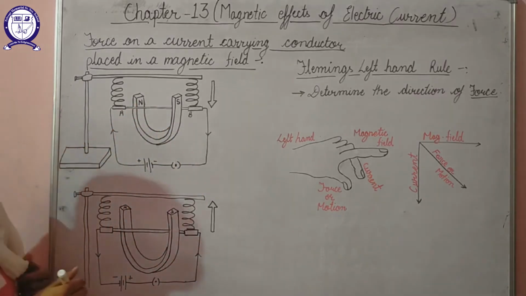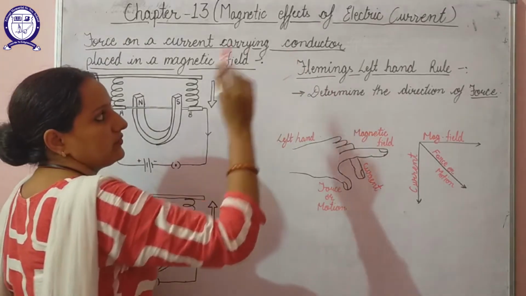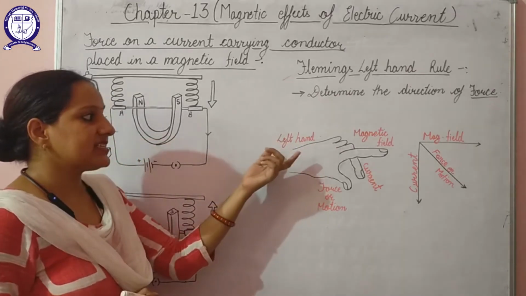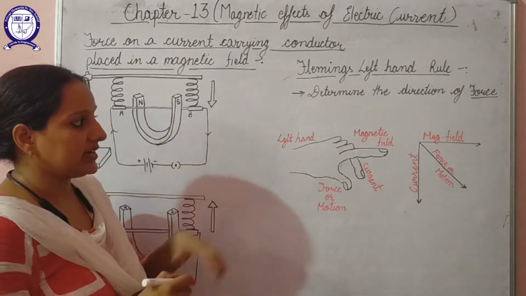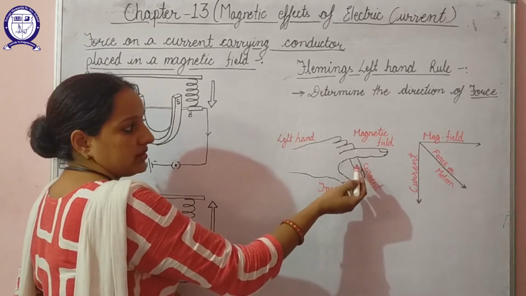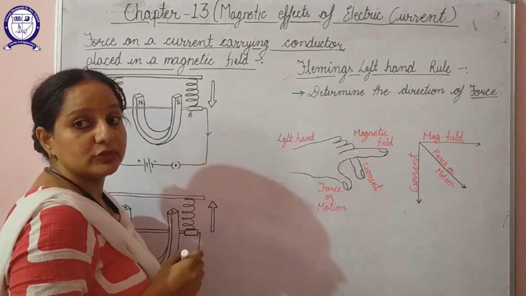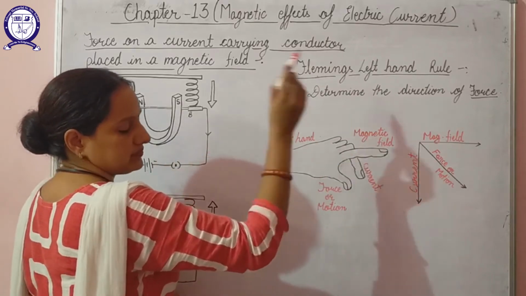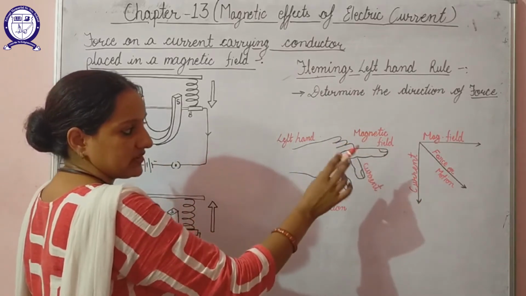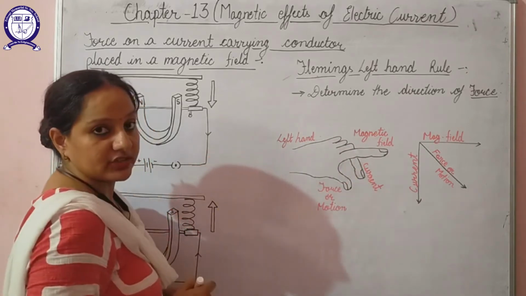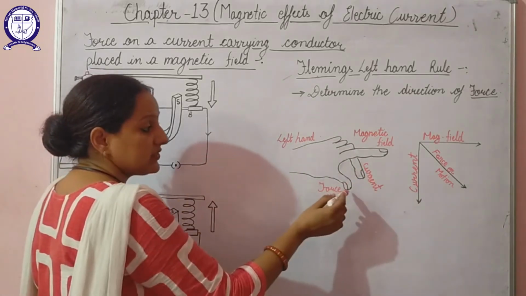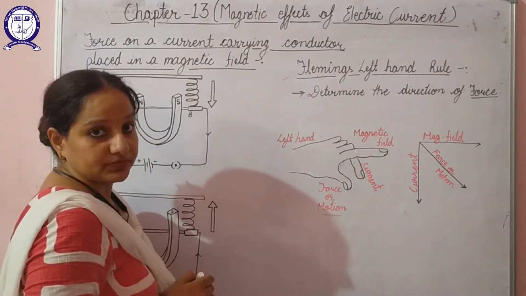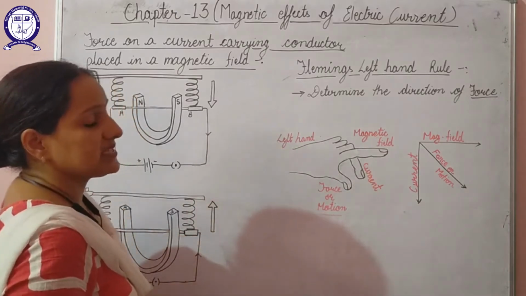To determine the direction of force, we have Fleming's left hand rule. Fleming's left hand rule states that if you stretch your left hand such that the forefinger, middle finger and thumb are mutually perpendicular to each other, then the forefinger will point in the direction of magnetic field, the middle finger will point in the direction of current, and the direction in which the thumb is pointing will be the direction of force or the motion. So this was about Fleming's left hand rule.